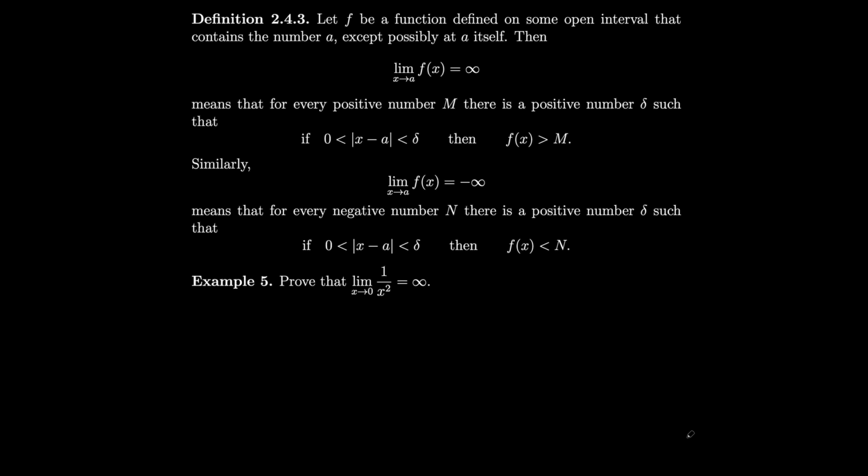And similarly, if we talk about the limit of f of x as x approaches a being minus infinity, that means for every negative number N, there is a positive number delta such that if absolute value of x minus a is less than delta, then f of x is less than N. So no matter how small of a number you pick, or no matter how large negative of a number you pick, my function will always be smaller than it. Okay, so let's prove that the limit of 1 over x squared as x approaches 0 is infinity.